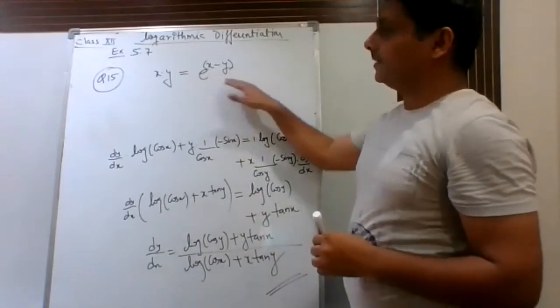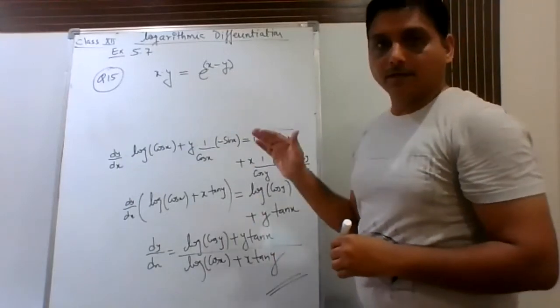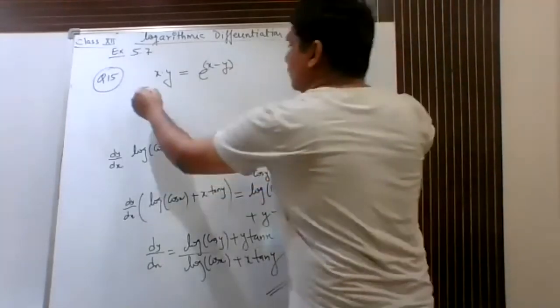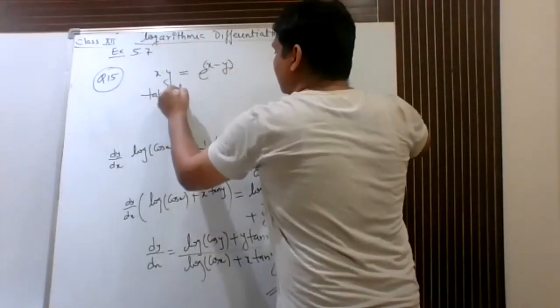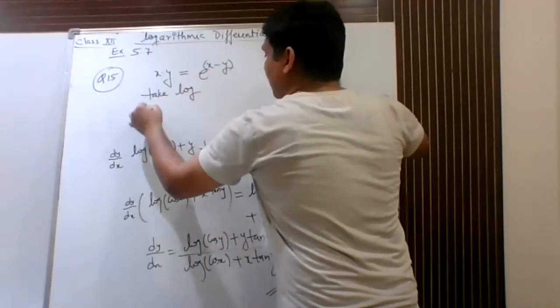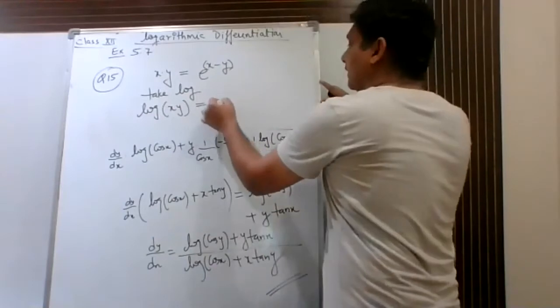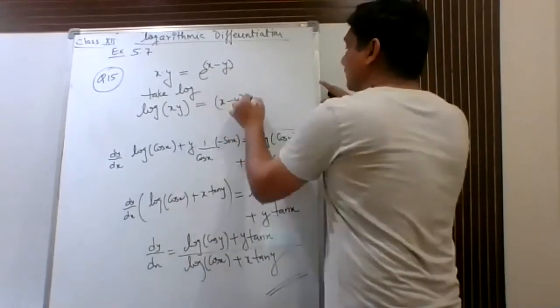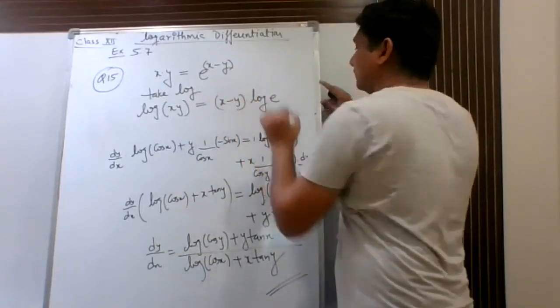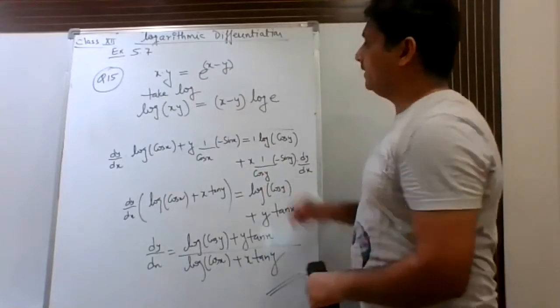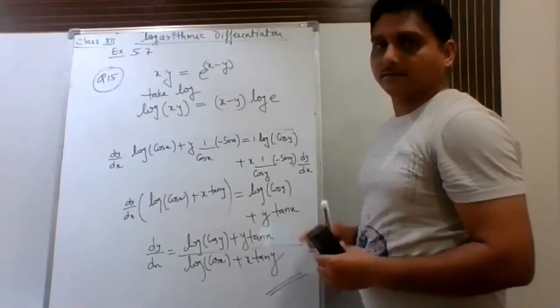So this is question number 15. Now here, we will take log on both the sides. When you take log on both the sides, it will become log xy is equal to x minus y into log e. So I had applied the third property on this side.